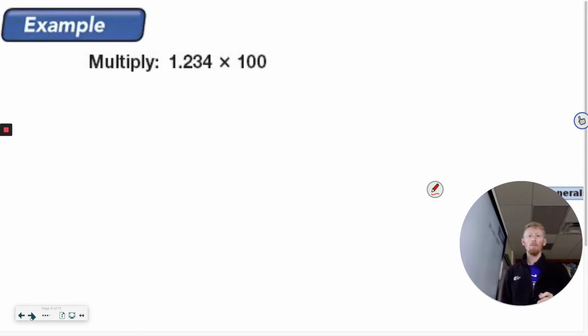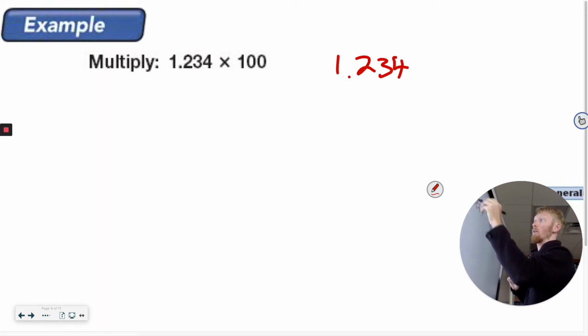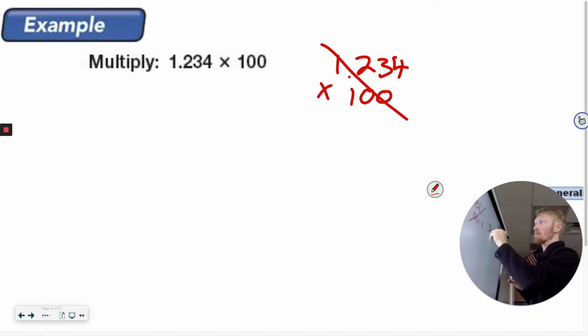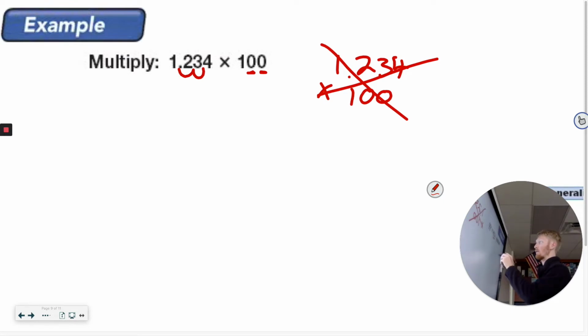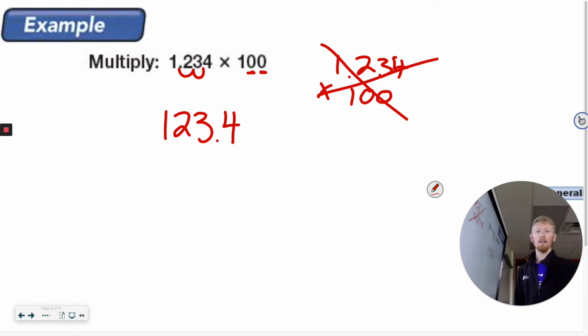If I have 1.234 times 100, I don't need to write it all out and do this big long 1.234 times 100 and do it all. I don't need to do all that. All I need to do is move this decimal spot 2 spaces to the right, because 100 has 2 zeros. Then I have my answer. So instead of 1.234, I have 123.4. I move my decimal 2 spaces to the right when I'm multiplying by 100.